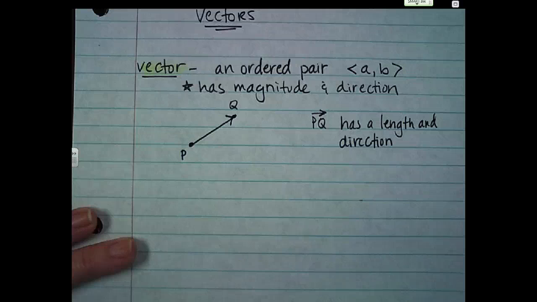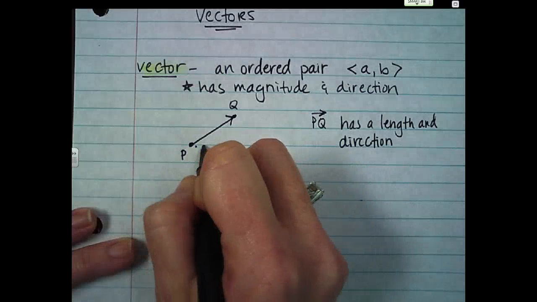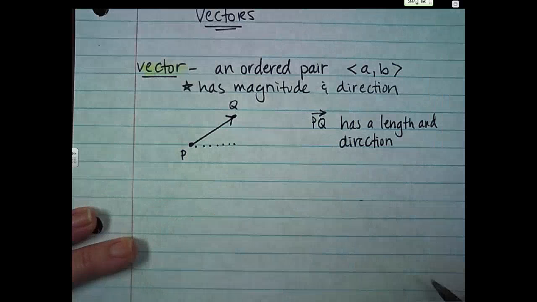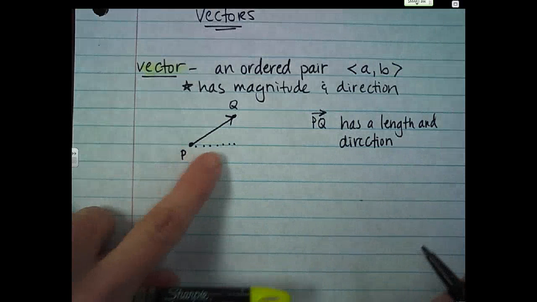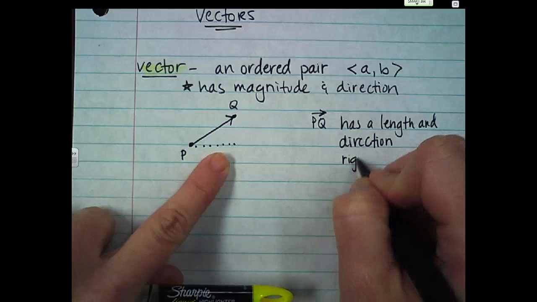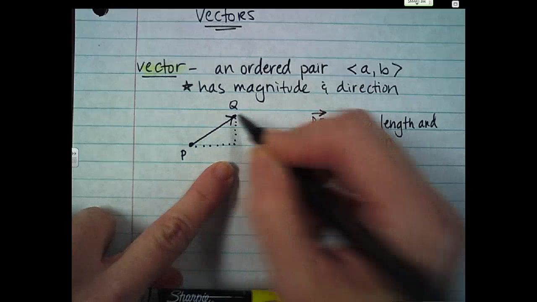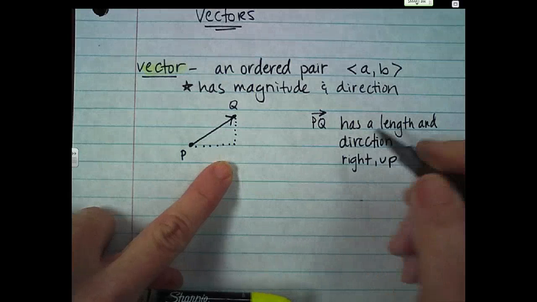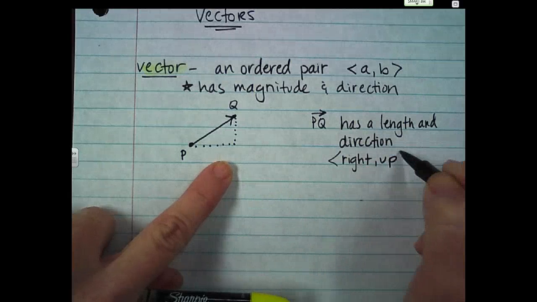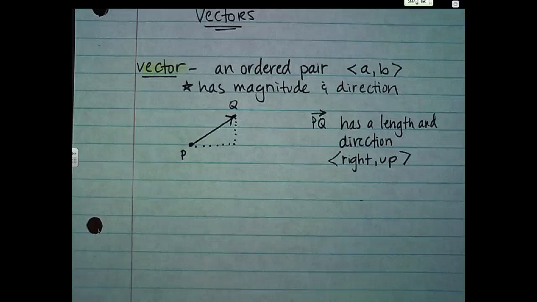Right? And for example, okay, if you go this way, to get from P to Q, you would have to go right. And then what would you do? Go up. Right and up, if you're going from P to Q. If you're going from Q to P, you would go down and left. So you see why it matters which way you're going, just like an arrow.